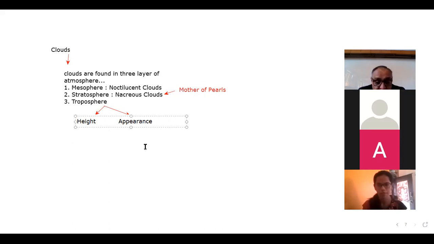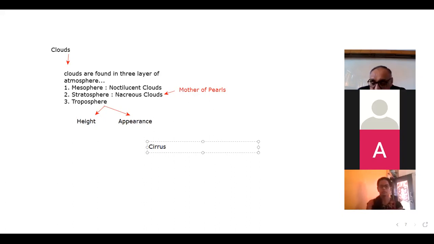So as far as the height is concerned, there can be two types of clouds which are formed at very great height.